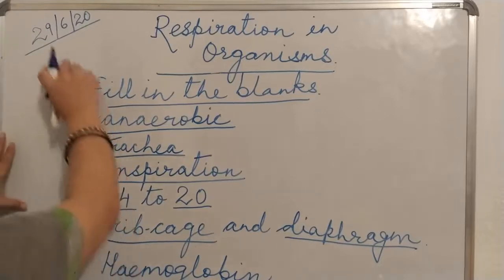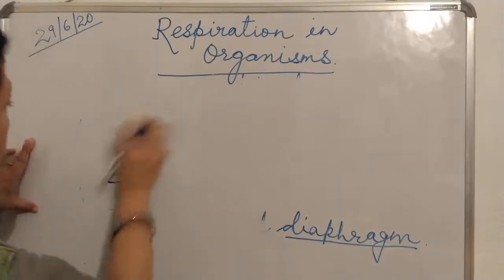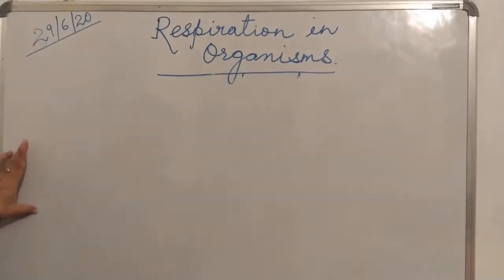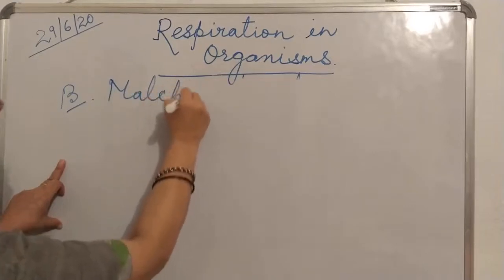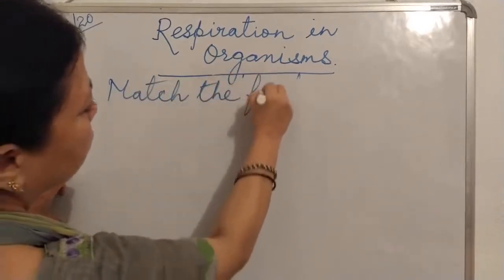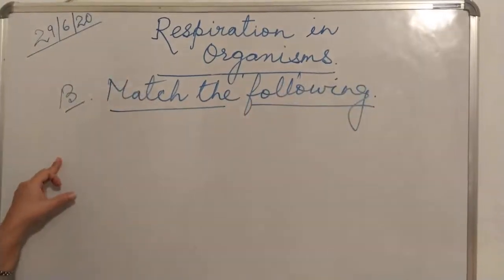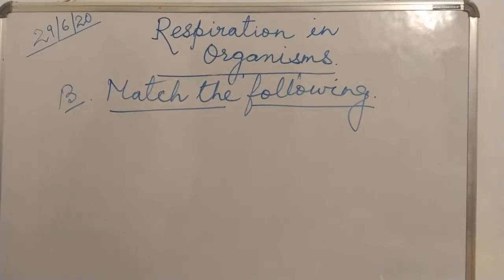Now we will move towards part B. Let us match the following. The first one is lactic, second is stomata, third one is respiratory carrier, fourth one is lenticels, and fifth and last is alcohol. Children, you all are very familiar with these terms because you have already learnt them in the lesson.